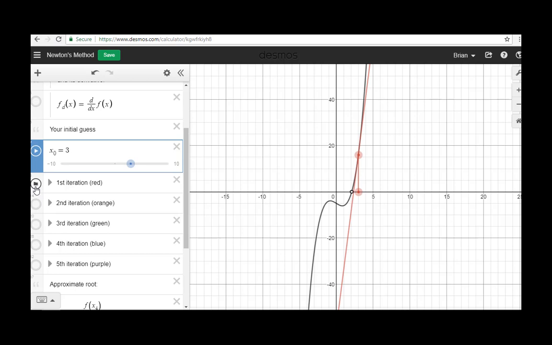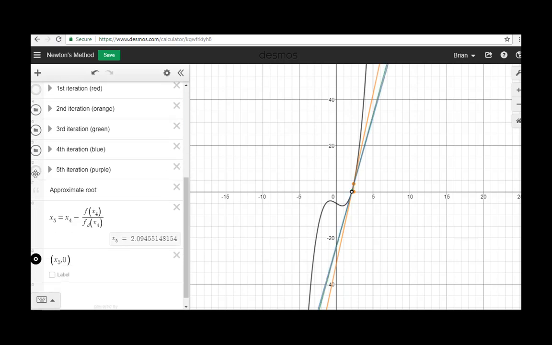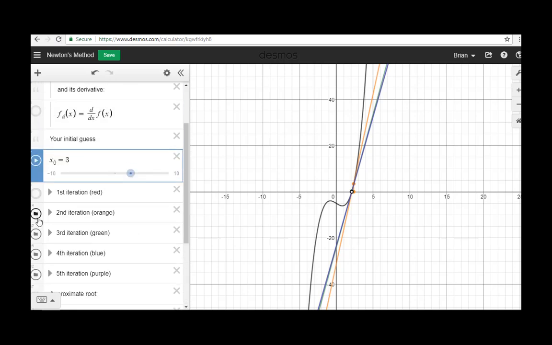We can see we're a little further away on the first graph. If we pick x equals, well, the second iteration, we're getting closer. Third iteration, fourth iteration, fifth iteration. Now this version of the applet stops at the fifth iteration and gives you that value. We can see visually here how that looks.